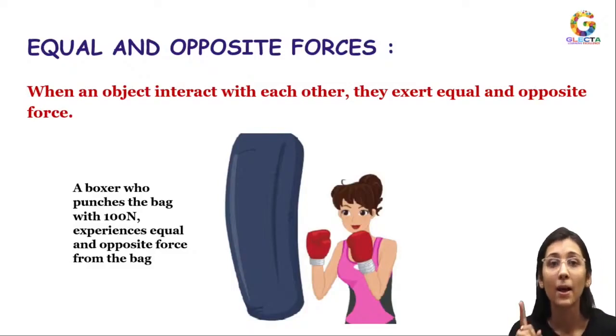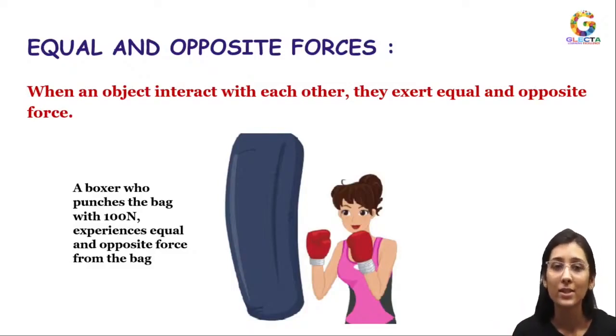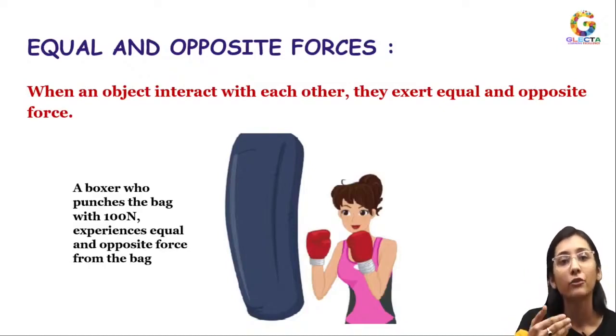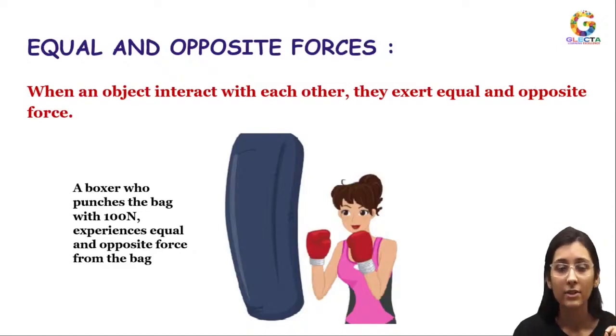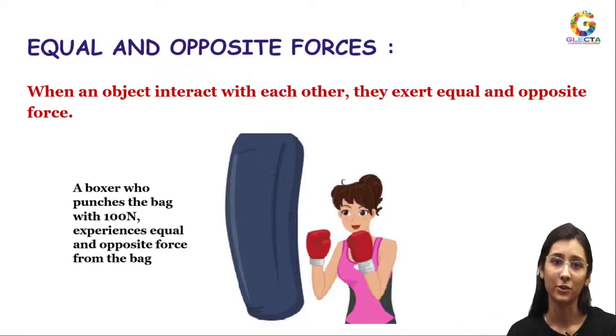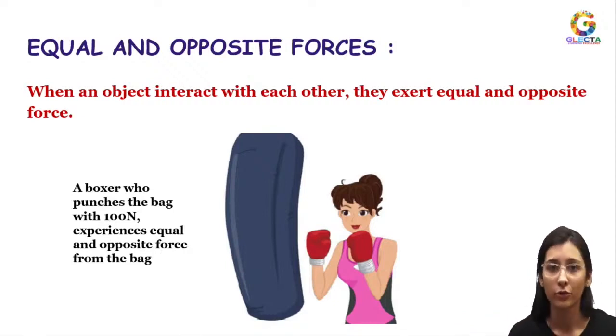So if I say she punched that with 100 Newton force, how much force will she experience? Obviously 100 Newton, but in an opposite direction. That is why we always say she experienced minus 100 Newton. Why minus? Because she applied force in one direction and the force she experienced was in the opposite direction. The negative sign represents the opposite direction. Okay, so this is what equal and opposite force is all about.